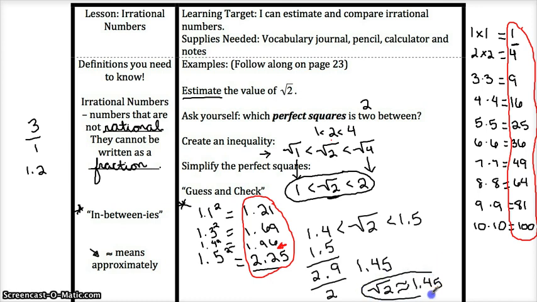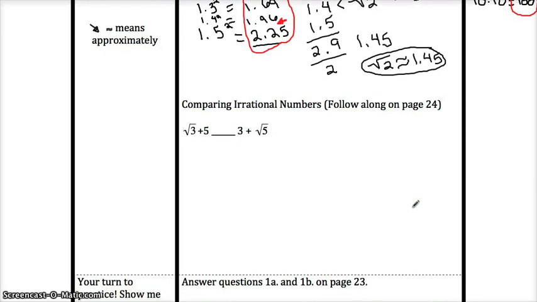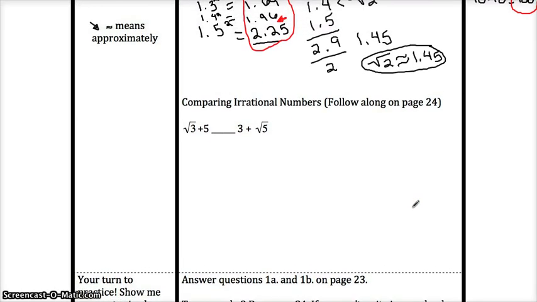So that is your final answer for this problem. For me, I personally am okay if you just get to this step right here, because I think it's the most accurate answer you can give. Okay, so take a break if you need to. We have one more thing to go over after this, and that is comparing irrational numbers.